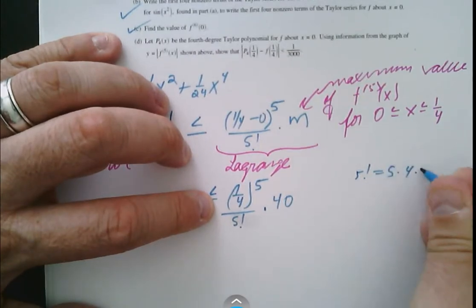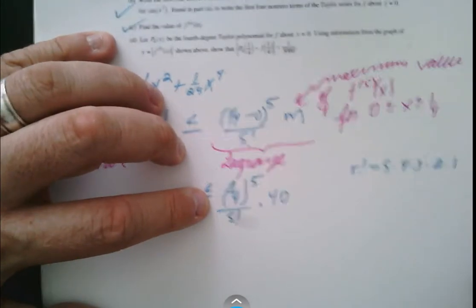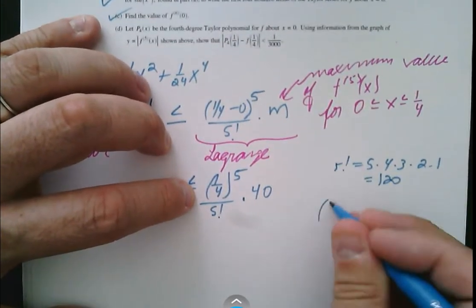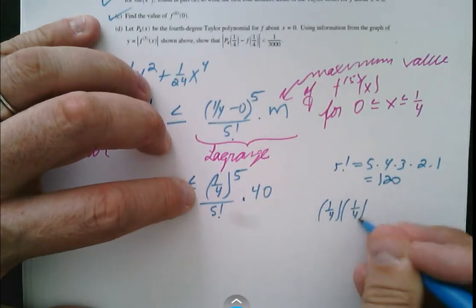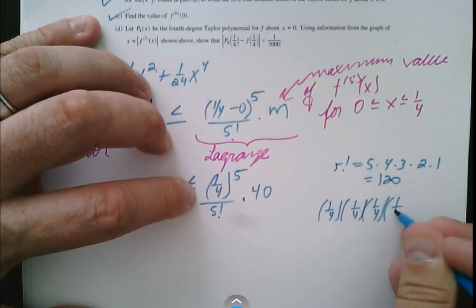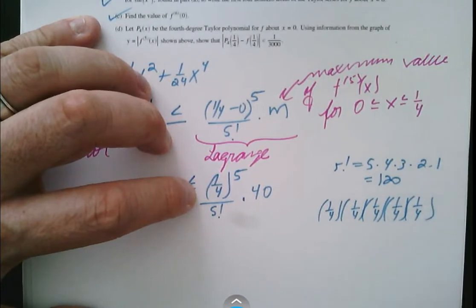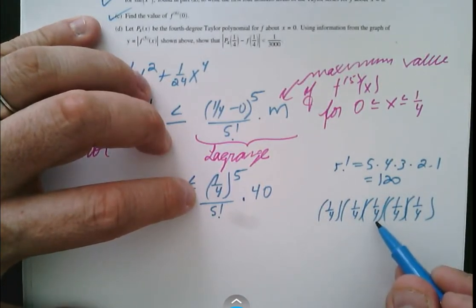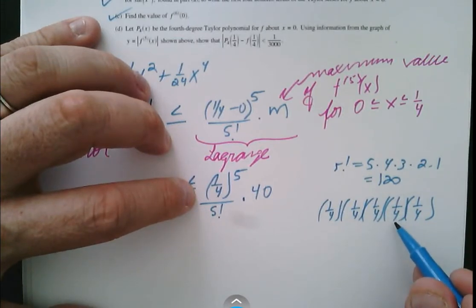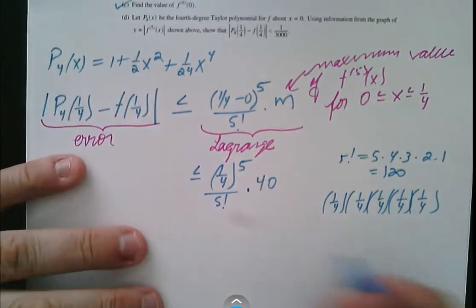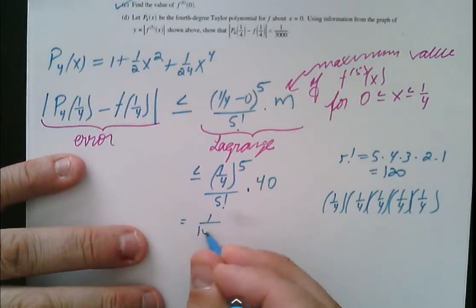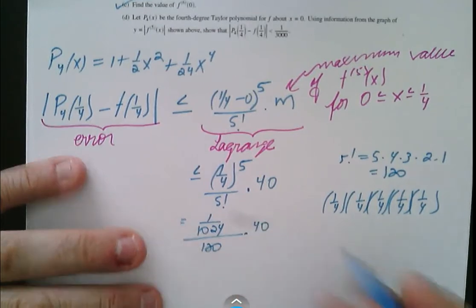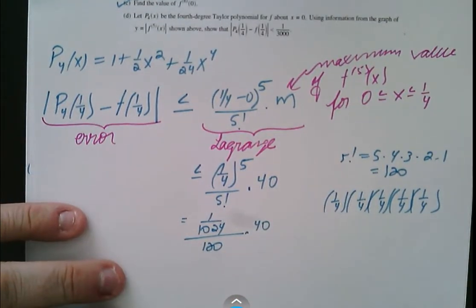5 factorial is 5 times 4 times 3 times 2 times 1. That's 120. 1/4 to the fifth: 1/4 times a fourth times a fourth times a fourth times a fourth. 1/16, 1/64, 1/256, 1/1024, divided by 120 times 40.